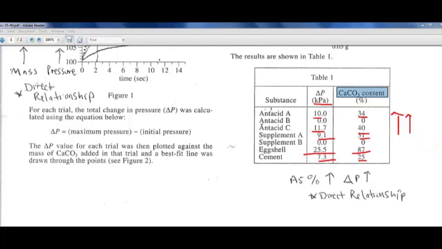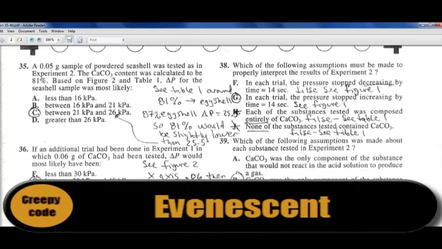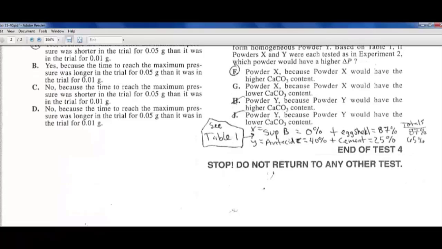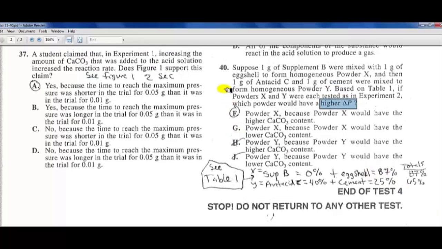So you know the correct answer for this particular problem is going to be the powder that produces the highest percent. In this case, we see that powder X has 87%, so X will have the higher delta P. Answer choice F says that powder X would have a higher CaCO3 and a higher delta P. Make sure there's a lot of information here. Take what you need from here and write down information from Table 1. Write it out so you don't get confused. 40 is F.